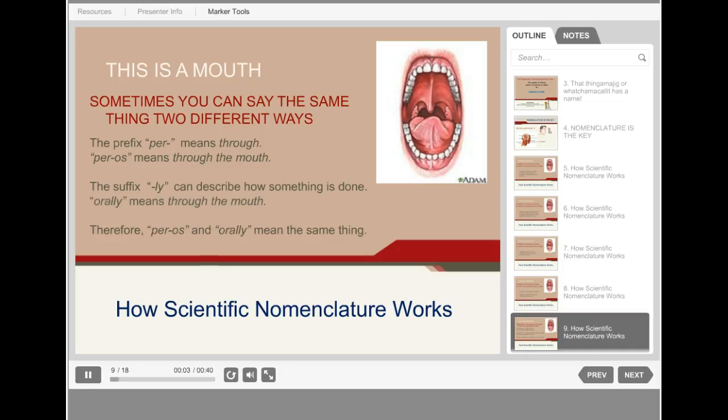Sometimes you can combine roots, prefixes, and suffixes in different ways to say the same thing. The prefix per means through. Therefore, per os means through the mouth. You can also take the suffix -ly, which can describe how something is done, and combine it with ora for orally, which also means through the mouth. Therefore, per os and orally mean the same thing.